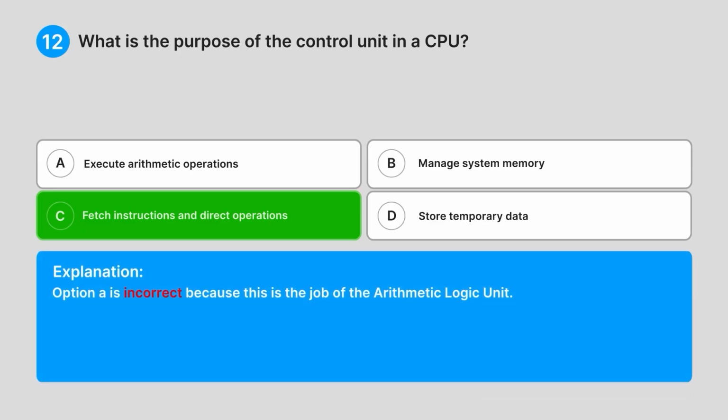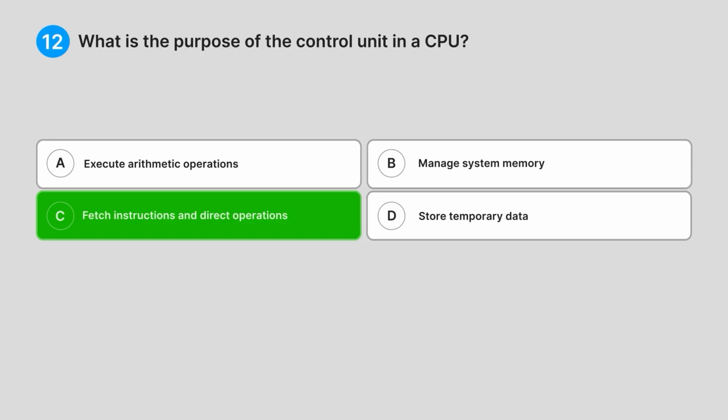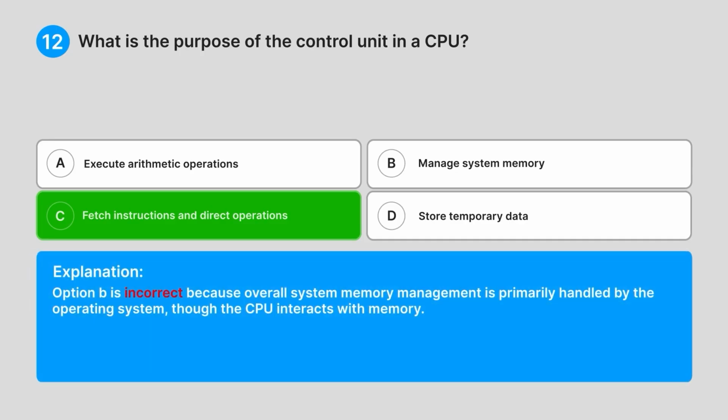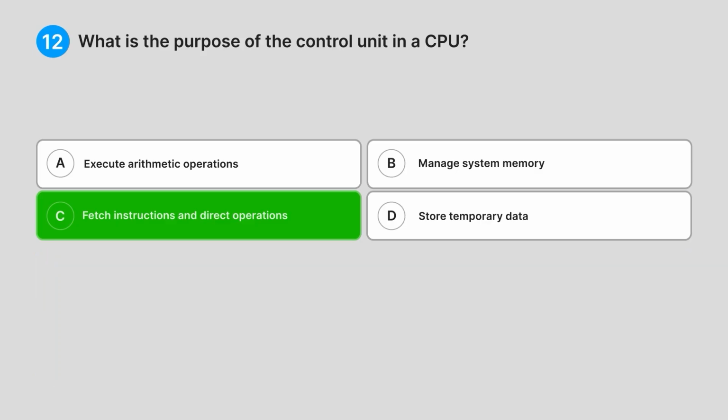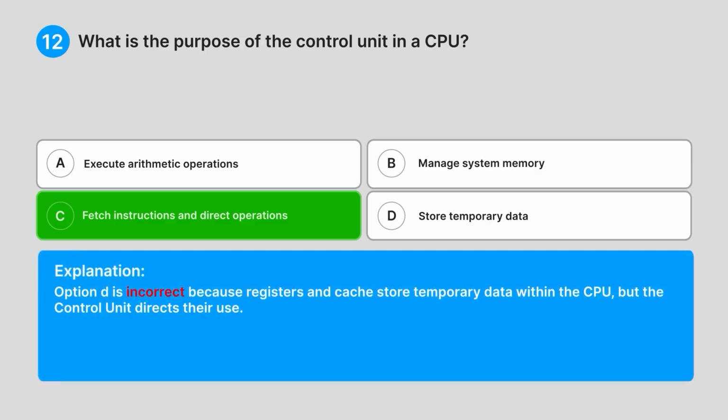Option A is incorrect because this is the job of the arithmetic logic unit. Option B is incorrect because overall system memory management is primarily handled by the operating system, though the CPU interacts with memory. Option D is incorrect because registers and cache store temporary data within the CPU, but the control unit directs their use.